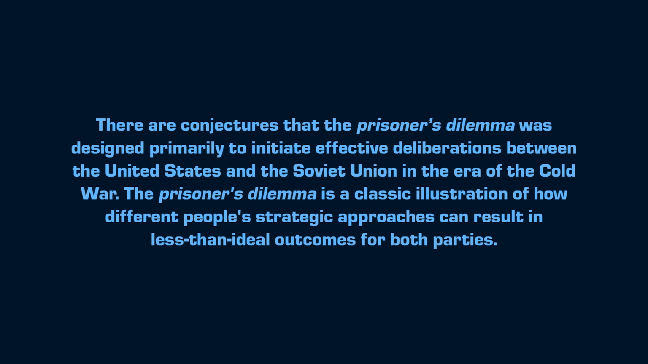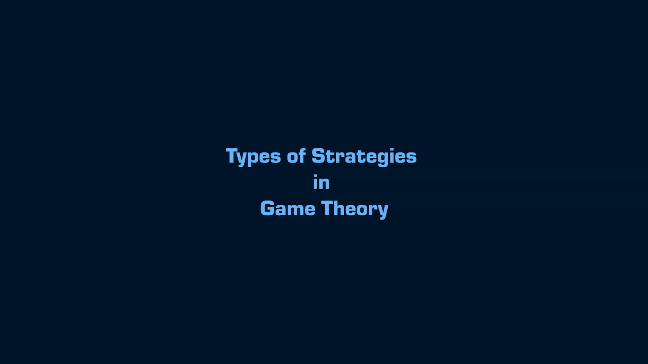The prisoner's dilemma is a classic illustration of how different people's strategic approaches can result in less than ideal outcomes for both the parties. Now we move on to discuss the types of strategies involved in game theory. The participants in the game theory have a choice among multiple primary methods to play the game.